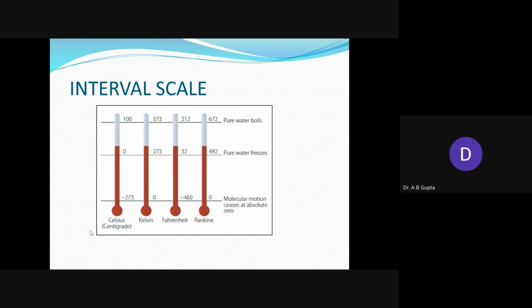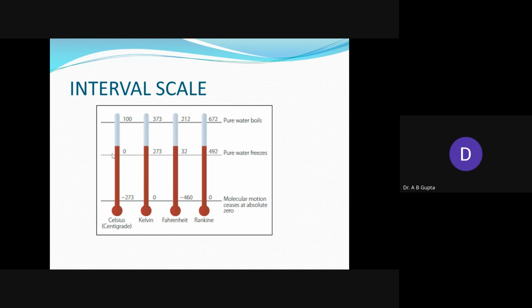At 0 degrees Celsius, there is still certain molecular motion, certain molecular activity, certain energy. That is why this is called the interval scale. Intervals are evenly spaced, ranking is there, categorization is there, but there is no absolute zero. This is very, very important. So ratio will not have any meaning. Again, as I was telling you, you cannot say that 30 is 3 times hotter.